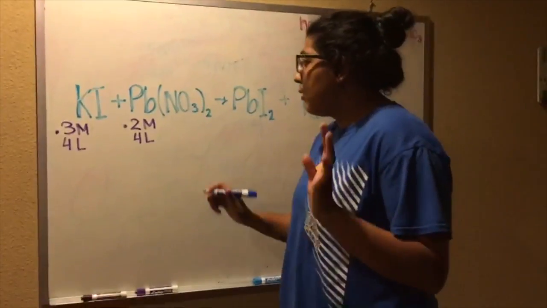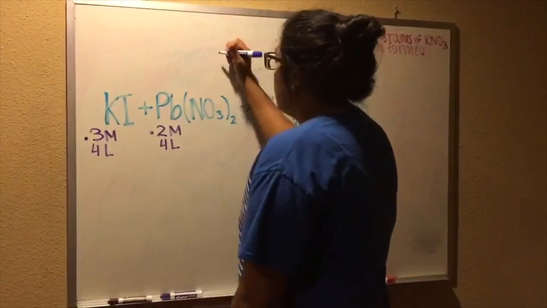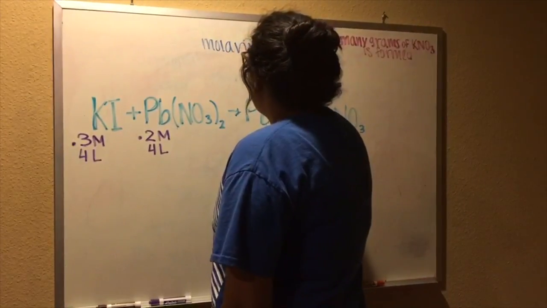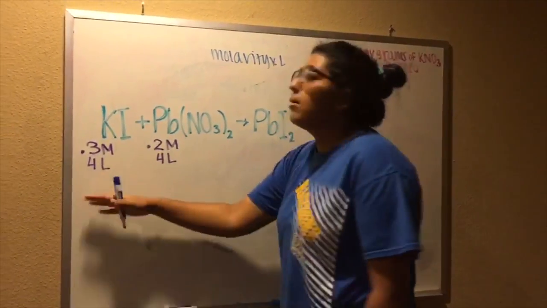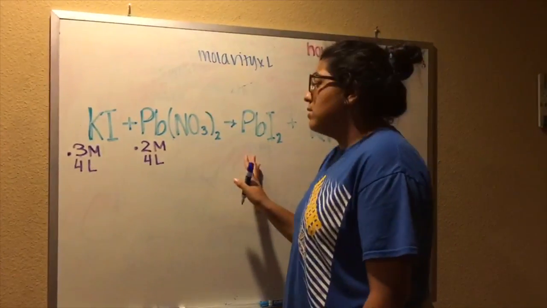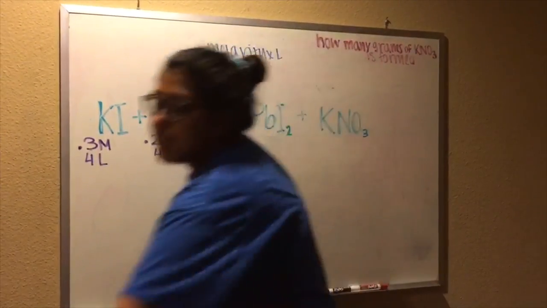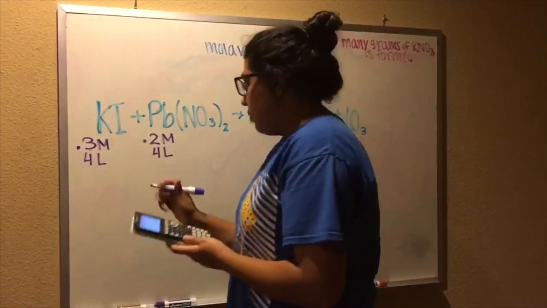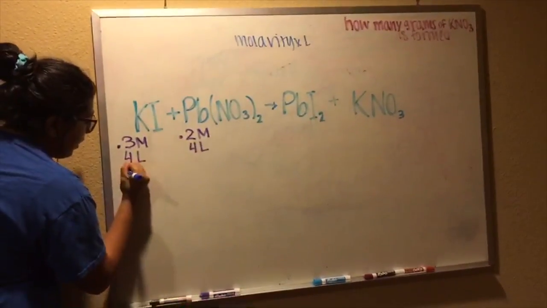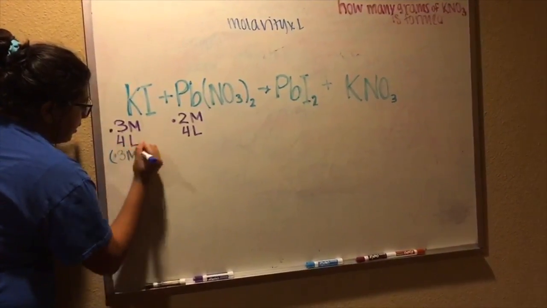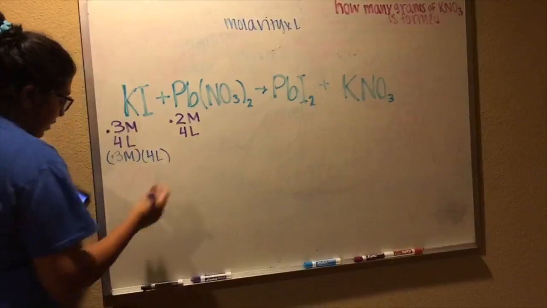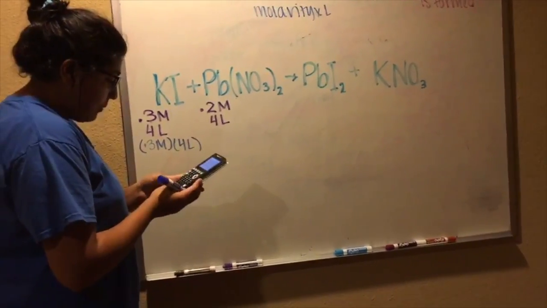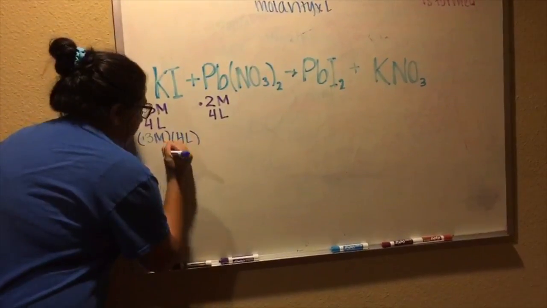So the first thing we're going to do is use the molarity times liters equation to get the number of moles, because in order to do stoichiometry you have to know the number of moles. So I'm just going to use my handy dandy calculator, and we're going to do 0.3 molarity times 4 liters, and that is equal to 1.2 moles.